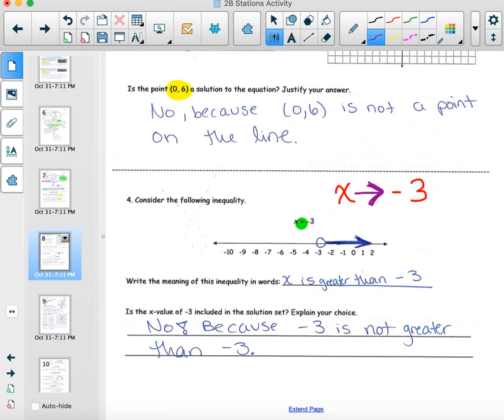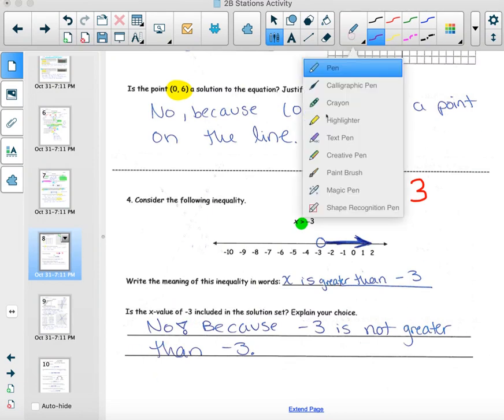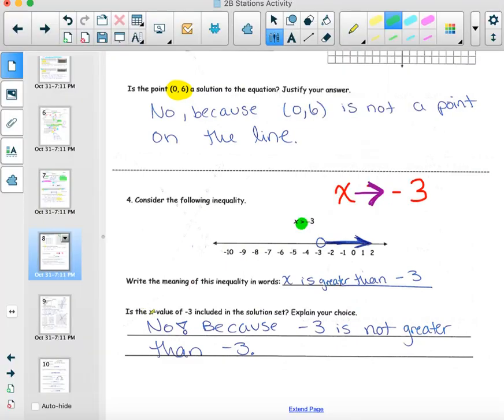Now, if you need to star this on your page, please do. Is the value of x equaling -3 going to be in the solution set? Again, if you just write yes or no, that gets you no credit. You need to explain. So again, is -3 right here going to be in the solution set? No, it cannot be in the solution set. Why? Because -3 is not greater than -3. That is not good. Don't fall for the trap.